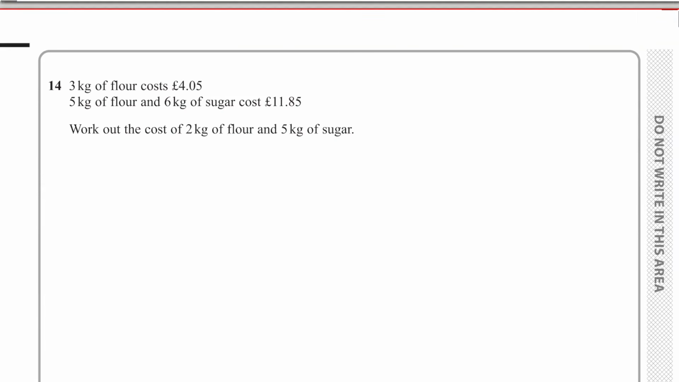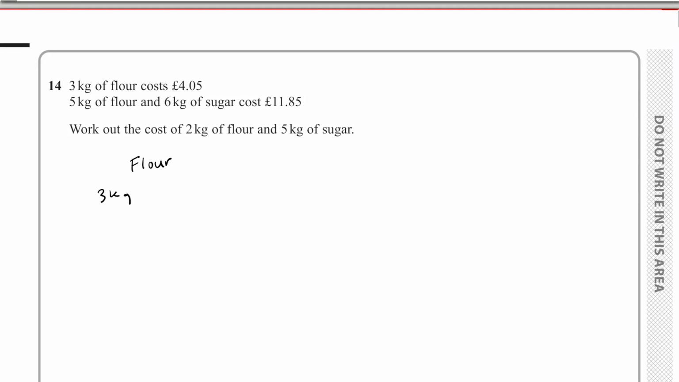Question 14. 3 kilograms of flour costs £4.05. And then we're told 5 kilograms of flour and 6 kilograms of sugar costs £11.85. And we need to work out the cost of 2 kilograms of flour and 5 kilograms of sugar. So what we're going to do first is work out the cost of 1 kilogram of flour. Then we'll use that to find 1 kilogram of sugar. And then we'll be able to answer the question. So let's start with the flour.